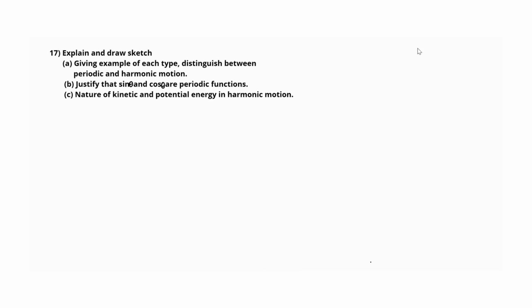17. Explain and draw sketch A, giving example of each type. Distinguish between periodic and harmonic motion. So let us understand periodic and harmonic motion.